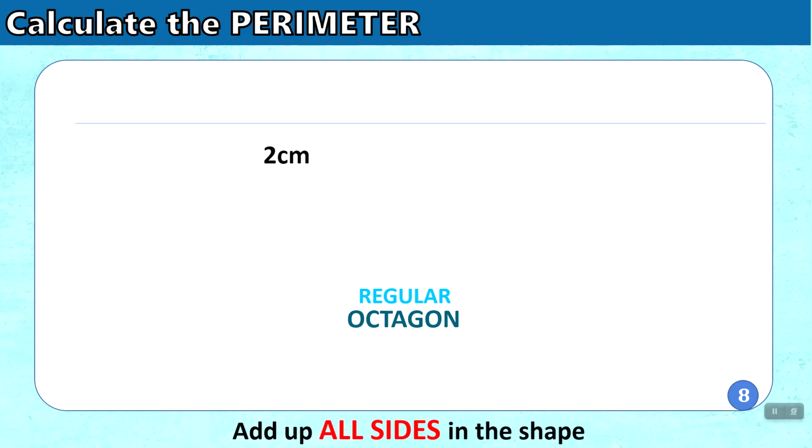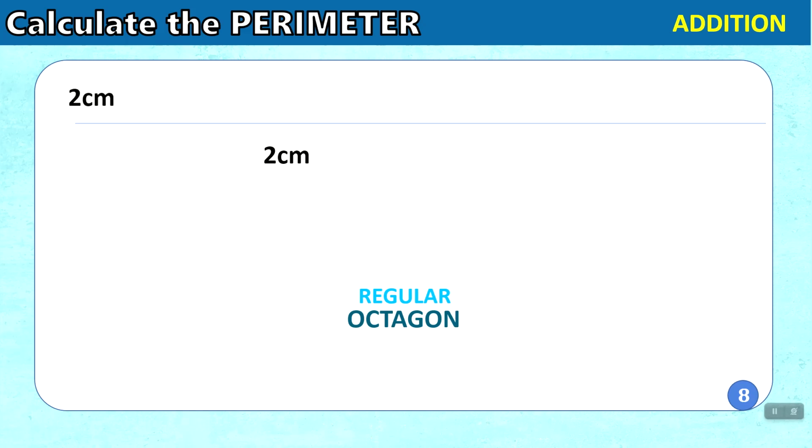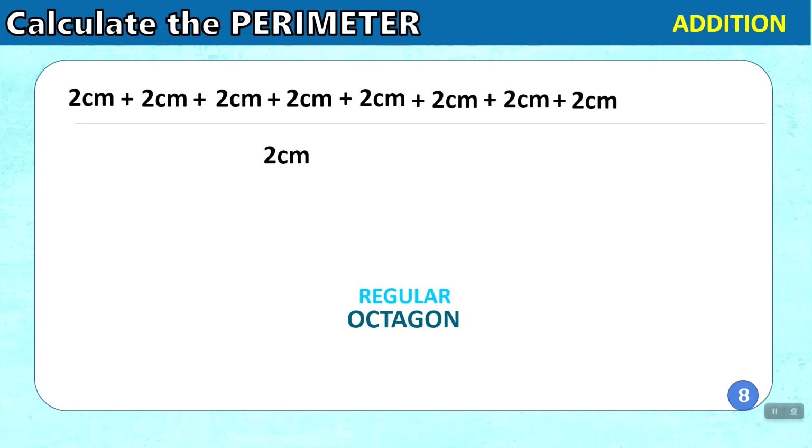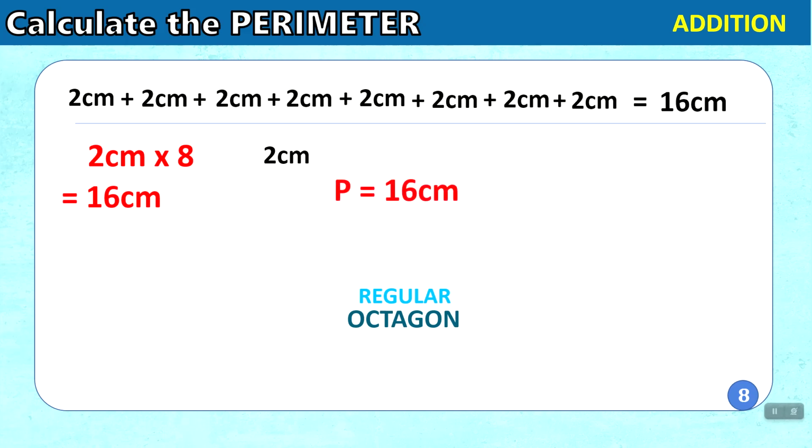We said an octagon has 8 sides. And so through addition, we will say 2 plus 2 plus 2 plus 2 plus 2 plus 2 plus 2 plus 2. That's 8 times we have added the number 2 centimeters. And if we add those, we will get 16 centimeters. What is another way of adding 2 centimeters 8 times? If you said multiply 2 times 8, you are correct. 2 centimeters times 8 gives us 16 centimeters as well. And so the perimeter of this octagon is 16 centimeters.